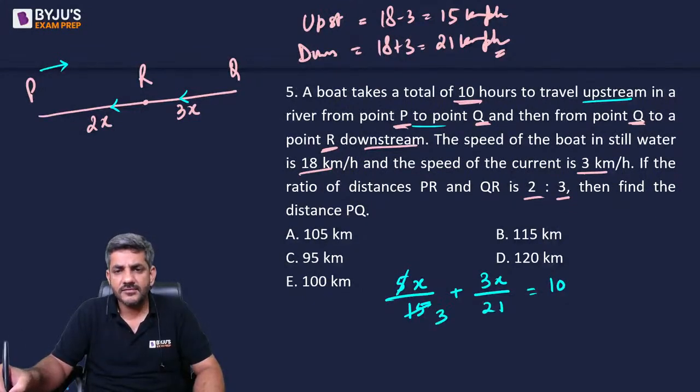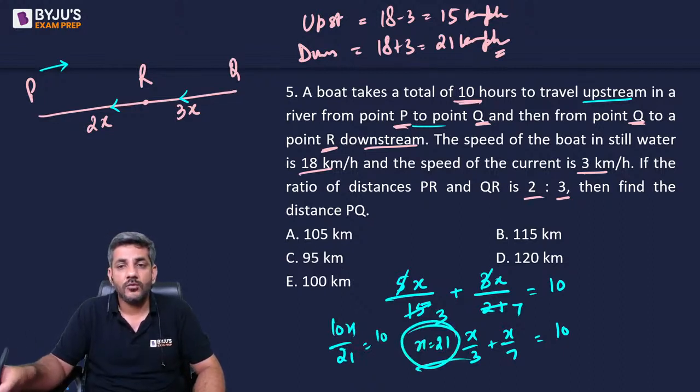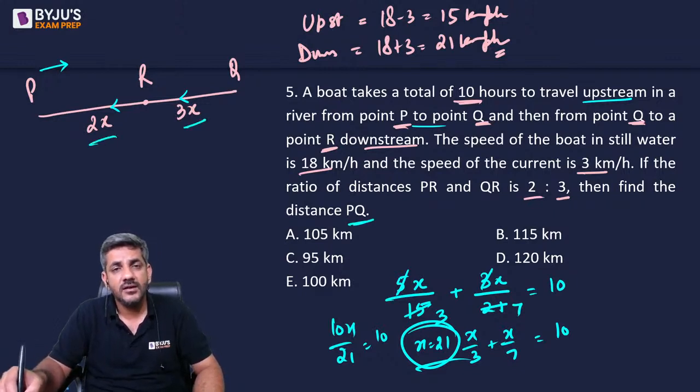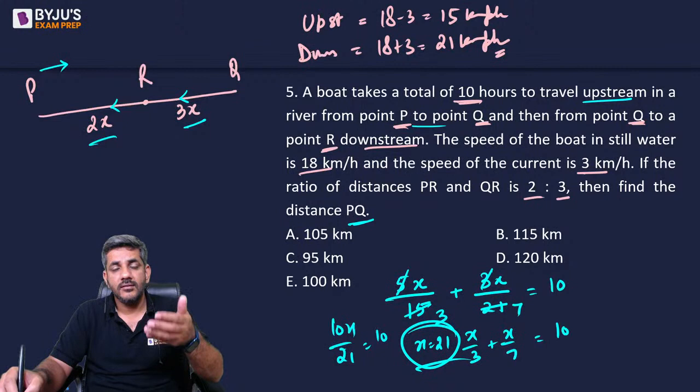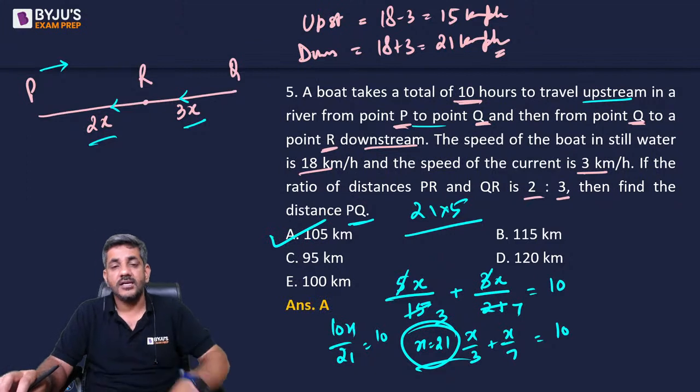So of course, solve it. 5 threes are 15, 3 sevens are 21. I get x by 3 plus x by 7 is equal to 10. So this gives me 10x by 21 is equal to 10, or x is 21. If x is 21, the question says find the distance PQ. PQ is 2x plus 3x, 5x. X is 21. What is 5x? 5x is 21 into 5. So 105 kilometers is the correct answer for this particular question.